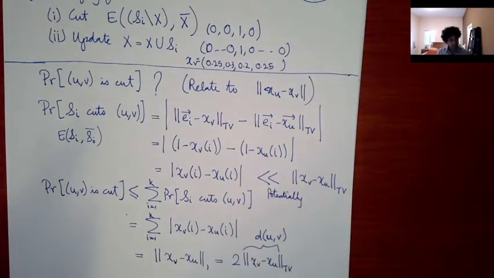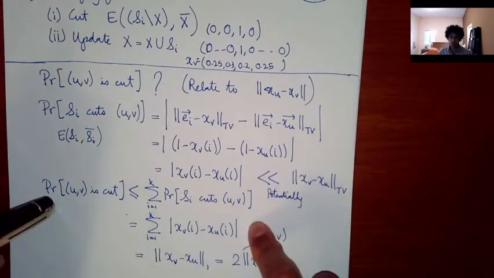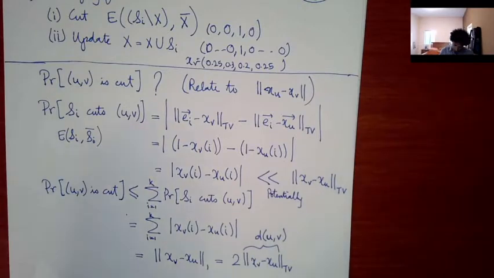So this is where you get that the one norm is the probability that it's cut, which is 2 times the total variation distance. Hence, you get 2 times the distance. This gives a 2 approximation.